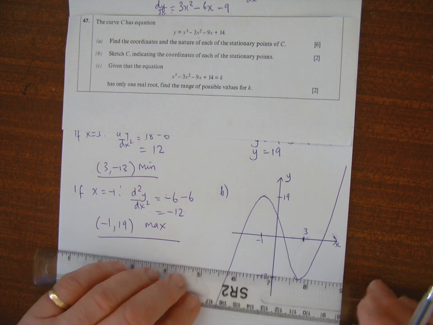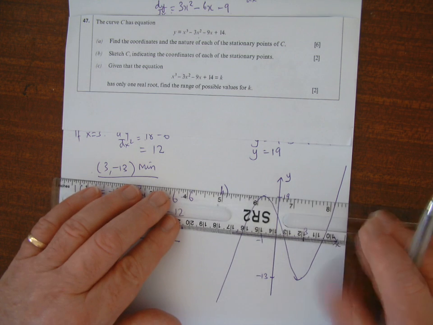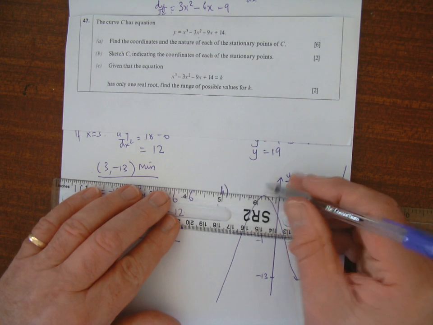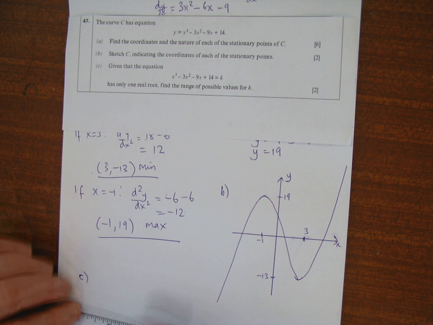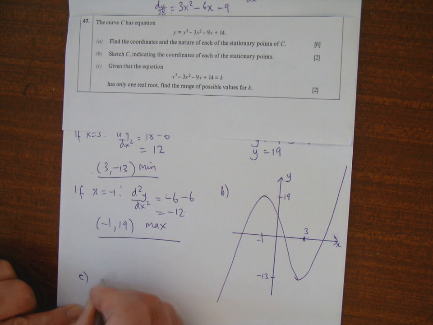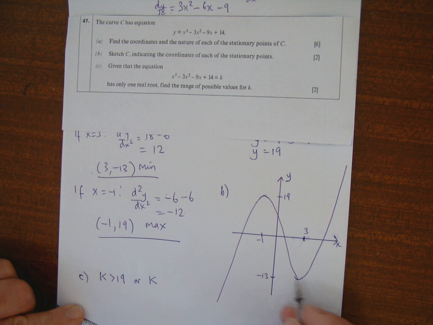So to get only one root, it needs to be above the maximum and below the minimum. So for one root, k has to be bigger than 19, or k has to be less than minus 13.